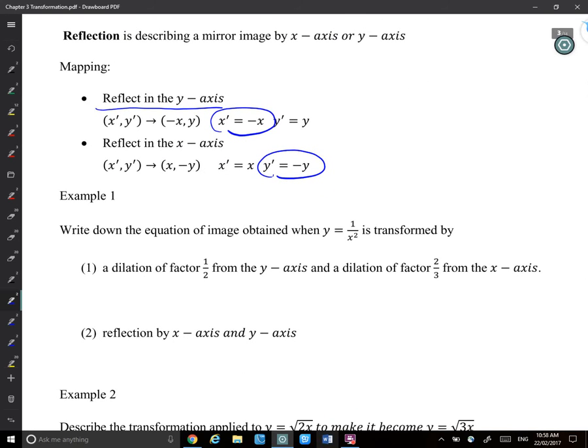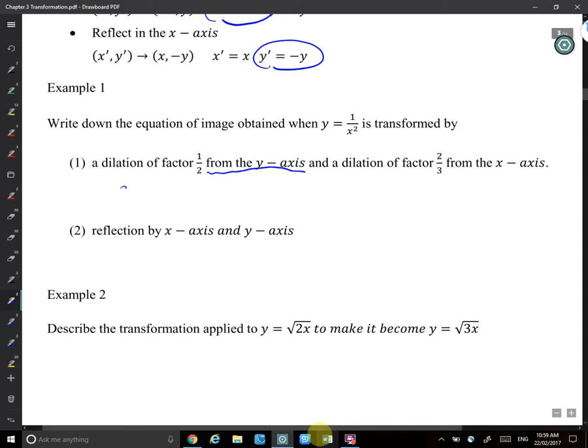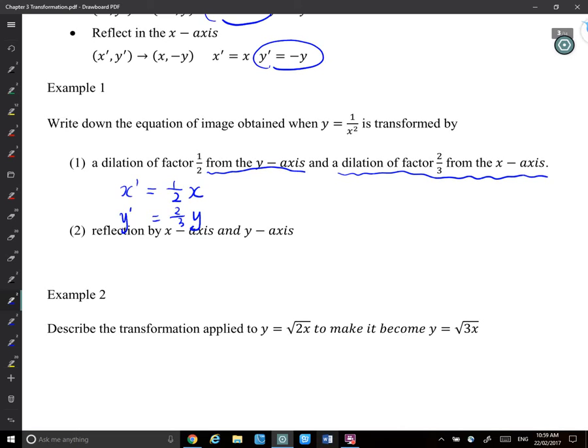Okay, let's have a look at example 1. Write down the equation of the image obtained when y equals 1 on x squared is transformed by a dilation factor of a half from the y-axis. From the y-axis is changing the x, so x dash will equal a half x. A dilation factor of 2/3 from the x-axis is changing the y, so y dash will equal 2 on 3 y.